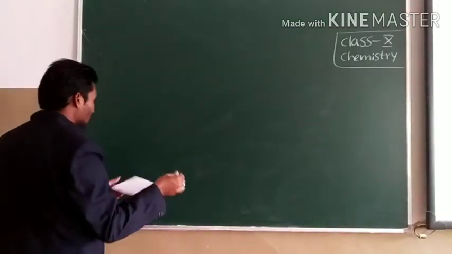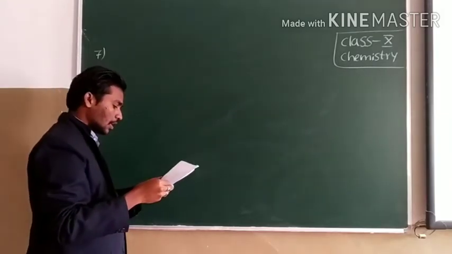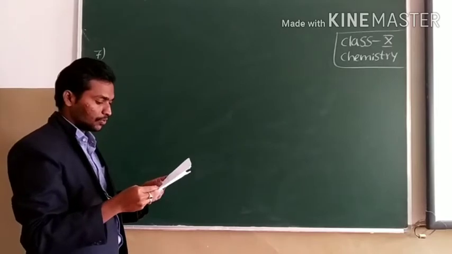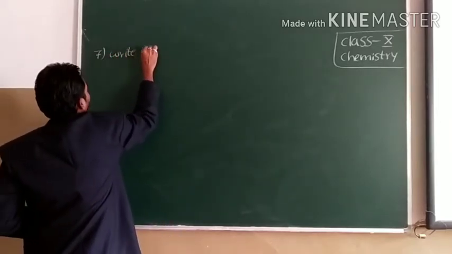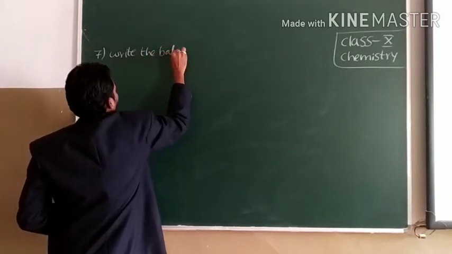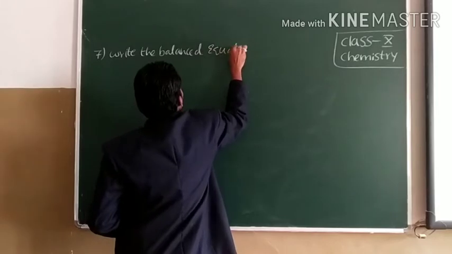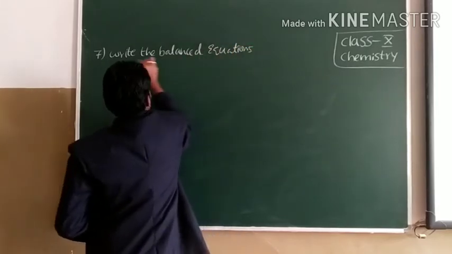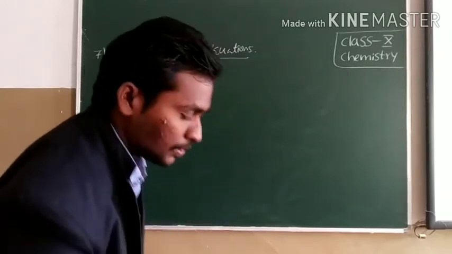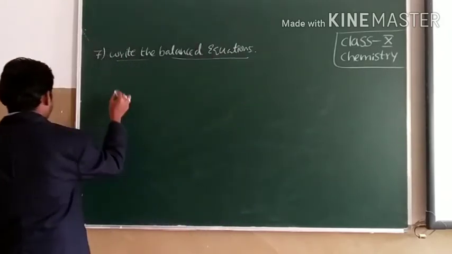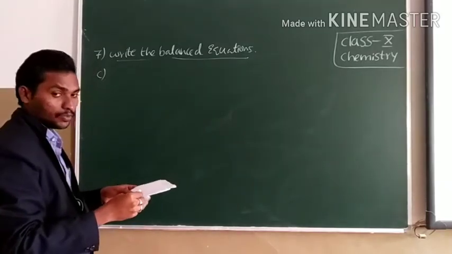Next, question number 7, children. Question number 7. Write the balanced equations for the following reactions. It is like 5th question only, children. It also contains 4 questions. I am going to explain C1.